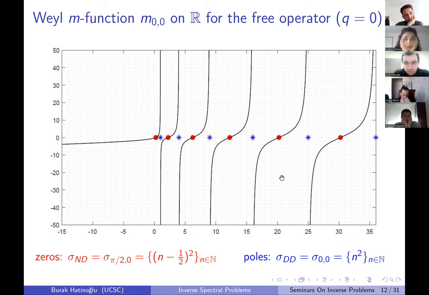And here we see another important property. If we consider two spectra, they are always interlacing. By interlacing, we mean if you pick two consecutive eigenvalues from one spectrum, in between them there will always be one eigenvalue from the other spectrum. So this is the so-called interlacing property. And this is also the key property which makes the M function a meromorphic Herglotz function.